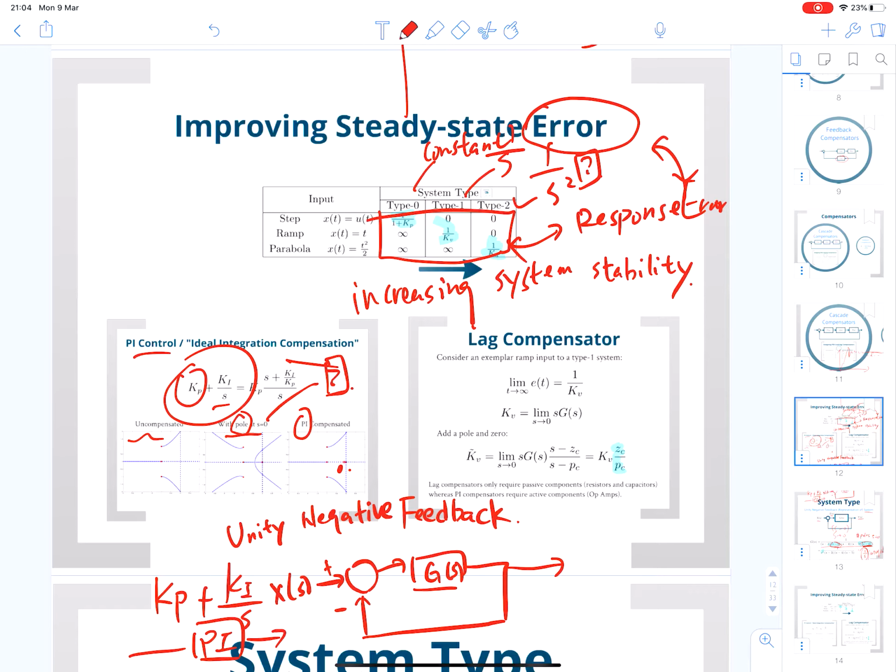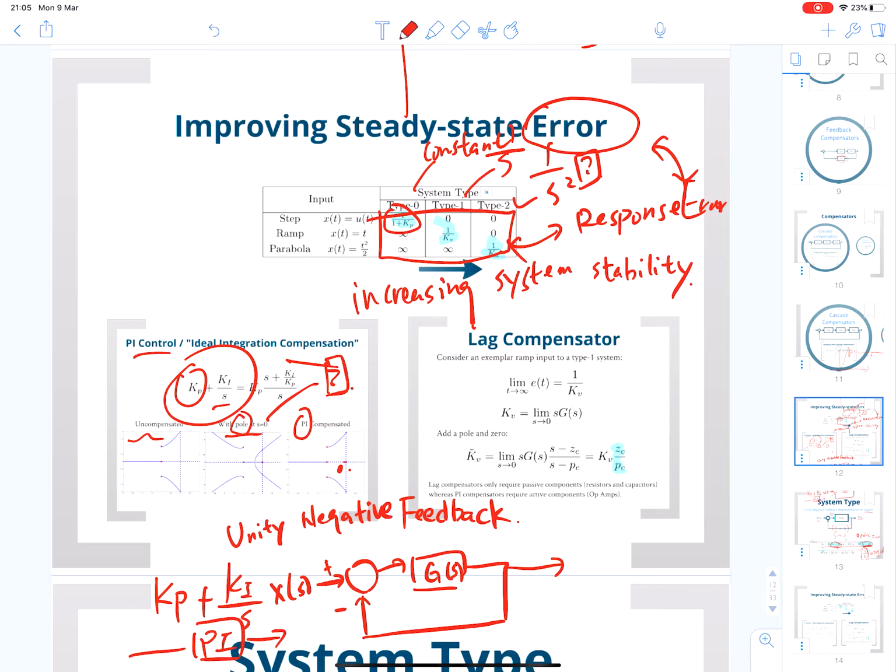Let's look at the input. We differentiate it into three types: step, ramp, and parabola. The unit step is x equals u(t), for the ramp x equals t, and for the parabola x equals t squared divided by 2. It is worth noticing that there is an input the system can handle, and a system type that can handle it. It's like we are matching them.